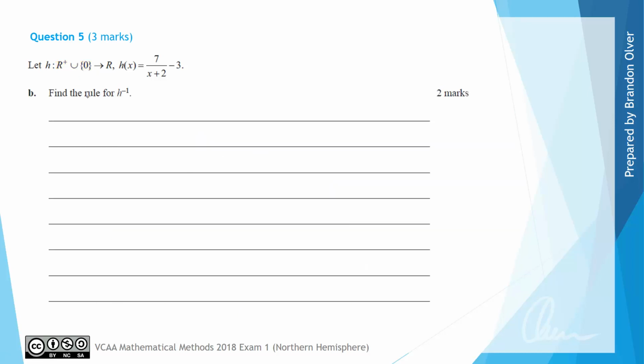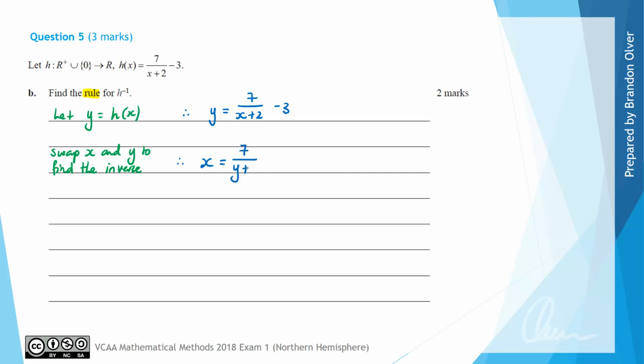For part B, we're asked to find the rule for the inverse function. To help us find it, the first thing we're going to do is let y equal the function h of x. So we simply have y equals 7 divided by x plus 2, subtract 3. The second thing we're going to do is swap the variables x and y to find the inverse. Therefore our rule becomes x equals 7 divided by y plus 2, subtract 3. And now we're going to solve for y to find the rule.